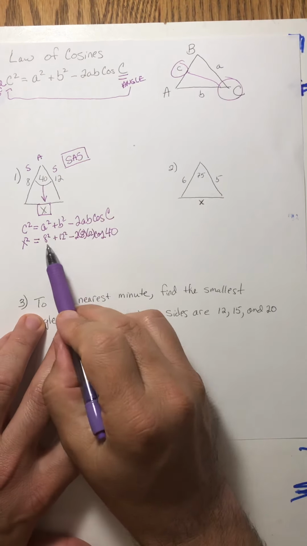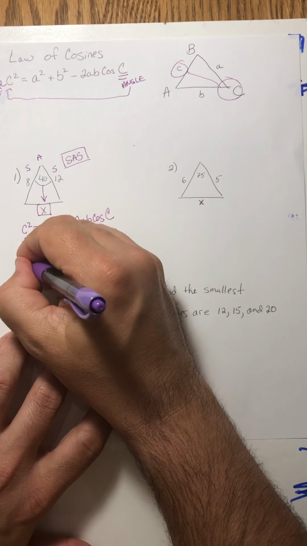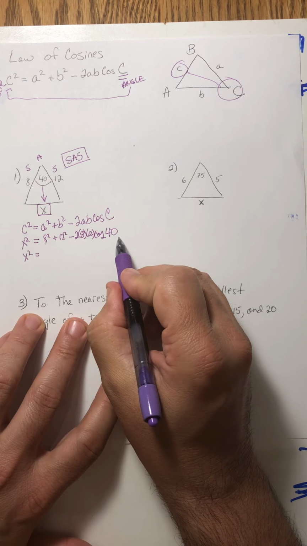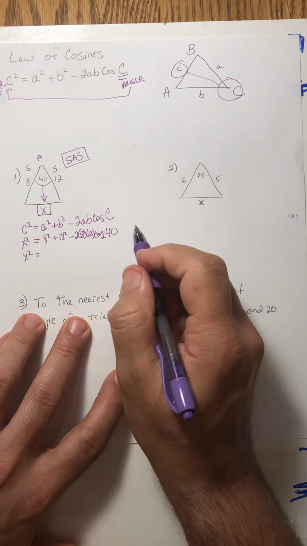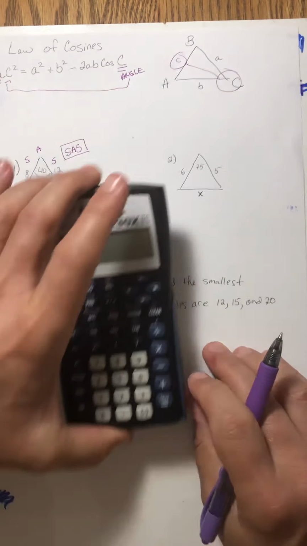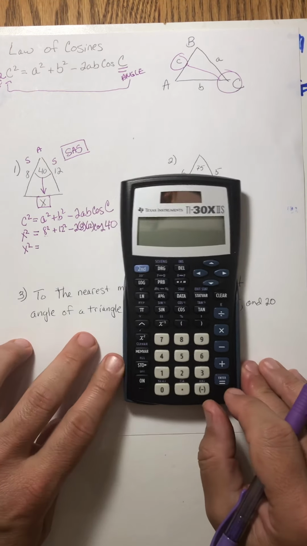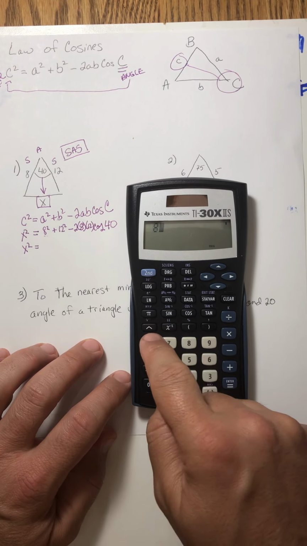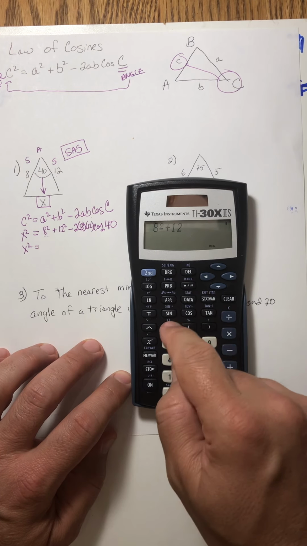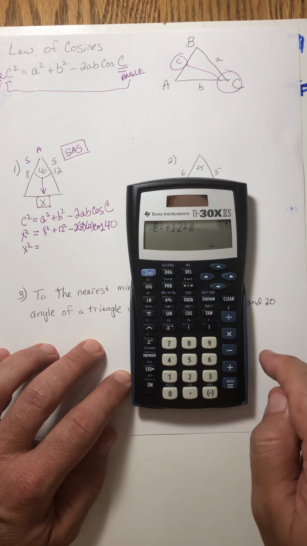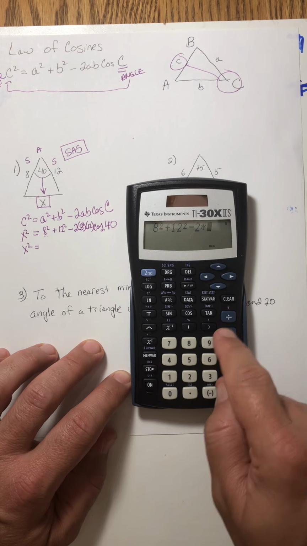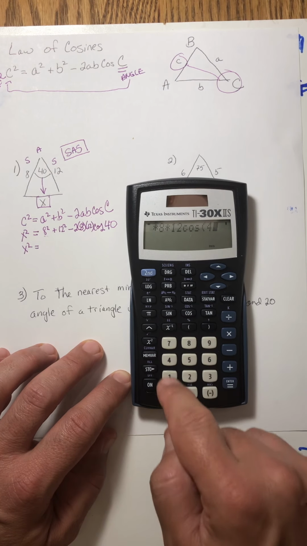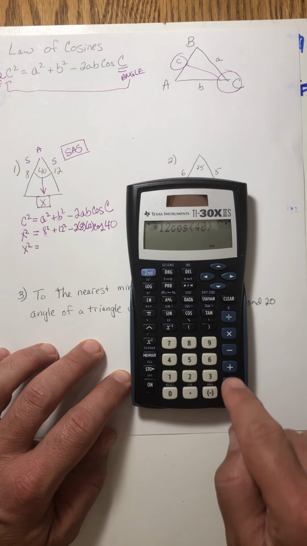Now everything's done in the calculator. X squared is equal to, and we can type all of this into the calculator exactly the way we see it. Make sure your calculator is in degree mode. So today I'm using a scientific one. So I have 8 squared plus 12 squared minus 2 times 8 times 12, and I'm just going to hit cosine 40, close parentheses, enter.